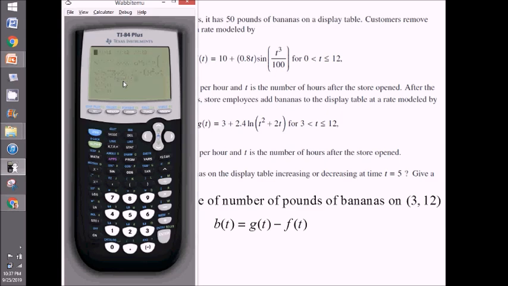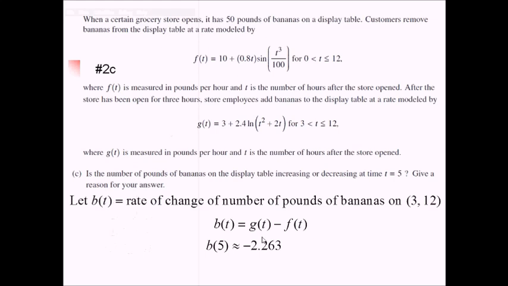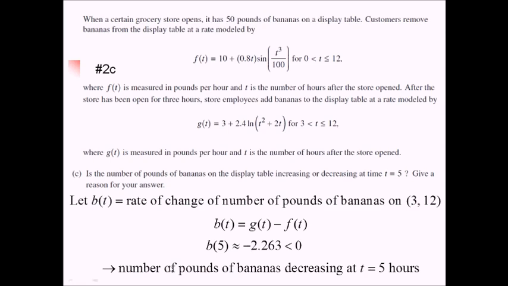And then let me just quit out of there. I wanted to find b of 5. So alpha trace y3, open a parentheses with a 5 inside. Comes out to negative 2.263. So what does that mean? Well, that's a negative number, and this was the rate of change of overall bananas. So since this is negative, that means that the number of pounds of bananas is decreasing at time 5.